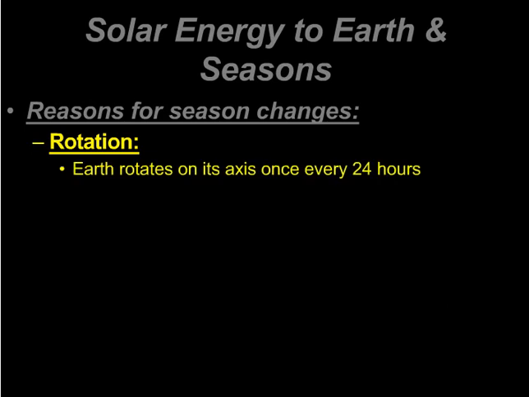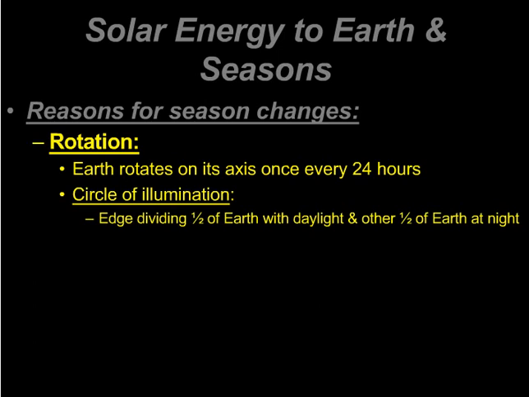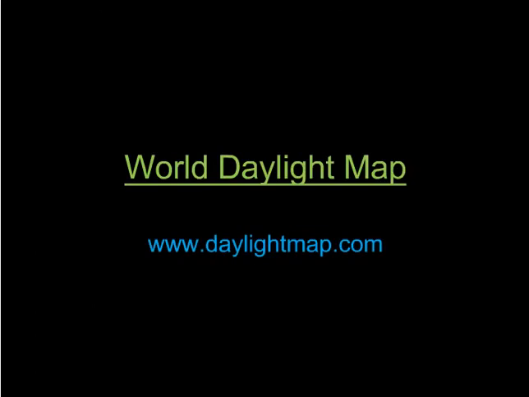Earth rotates on its axis once every 24 hours. One of the things is, at all times on Earth, we have 50% day, 50% night. And so that line that separates 50% day from 50% night is what we call the Circle of Illumination. The Circle of Illumination is the edge that divides half of the Earth with daylight and the other half. Here's a cool map that shows half the world at night and half the world during the day.